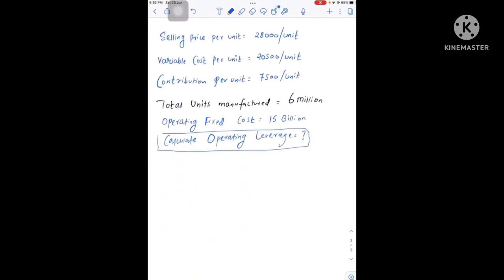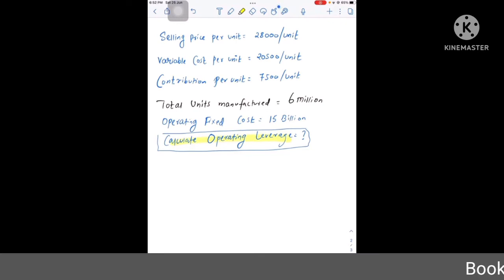Now let's look at this problem. This is from measures of leverages. Here in this data we need to calculate operating leverage, but my focus will be on how we can convert a million figure into a billion figure, or a billion figure into a million figure. That's why I have designed this example for you.